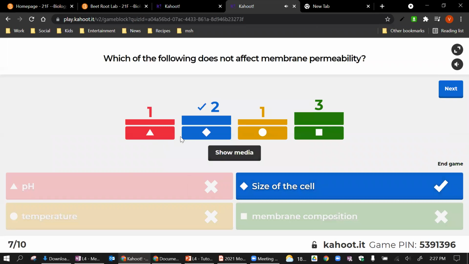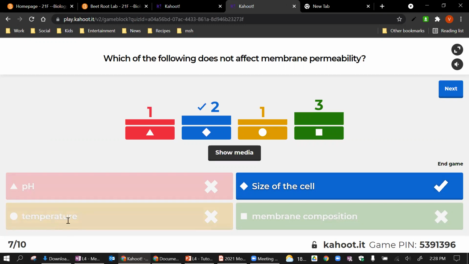So which of the following does not affect the membrane permeability? Yep, the size of the cell. So let's talk about the other ones. pH will definitely affect it because there are many proteins in the cell membrane. And we learned in lecture 2, if you change the pH, you will change the way the proteins are folding. So it might misfold the proteins and cause the membrane to unravel.